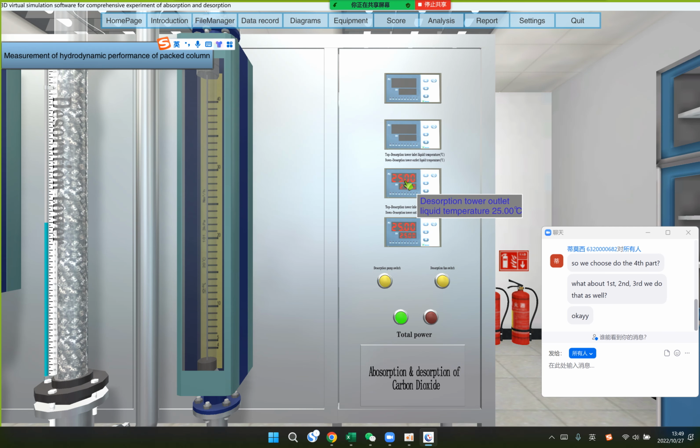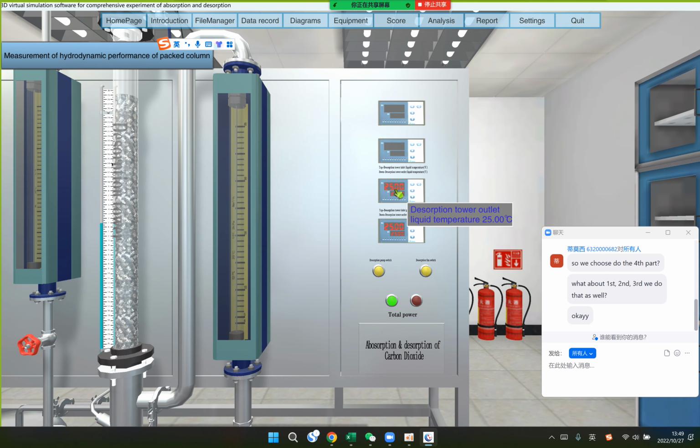So you have to make sure to read the temperature case by case. If it is a real on-site experiment, the temperature will change because the room temperature changes. However, since it is a virtual simulation experiment, maybe the temperature is constant at 25. But if it is a real on-site experiment, you have to read the temperature case by case.